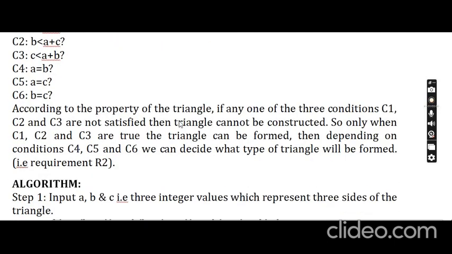According to this property of the triangle, if any one of the three conditions C1, C2, C3 is not satisfied, then the triangle cannot be constructed. Only when C1, C2, C3 are true can the triangle be formed. Then, depending on the conditions C4, C5, C6, we can decide what type of triangle is formed: equilateral, isosceles, or scalene.